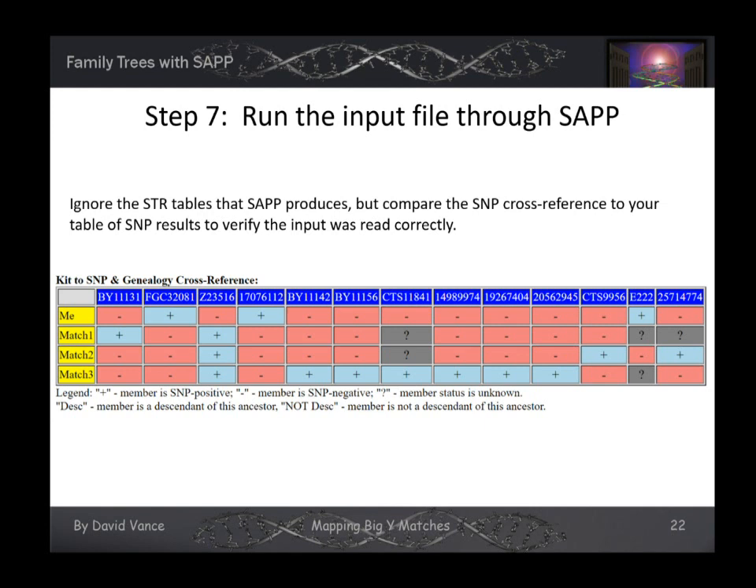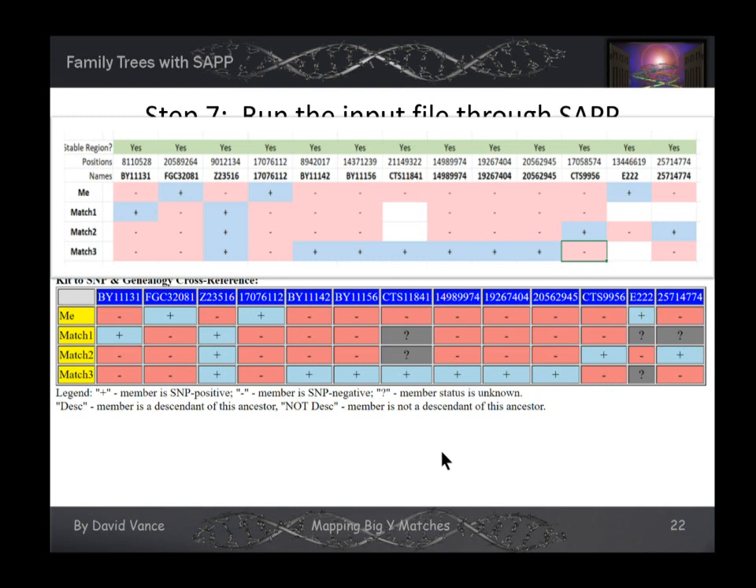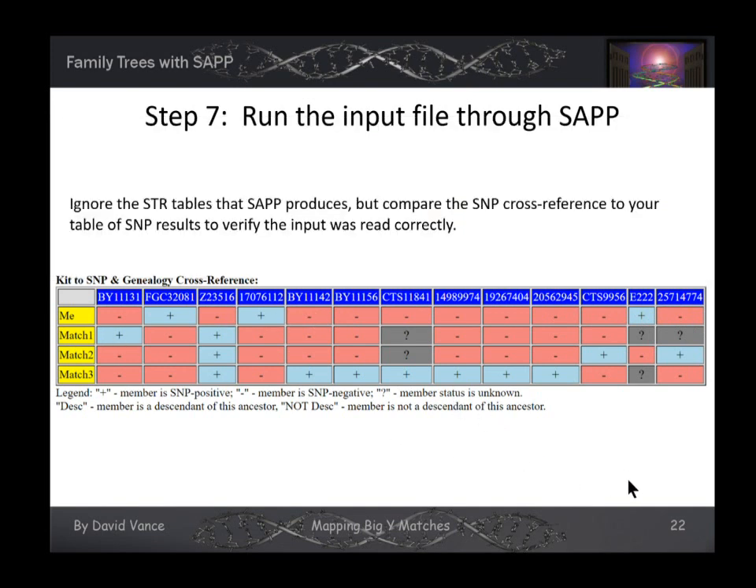But you do want to compare the table of SNPs that SAPP has produced to your input table to make sure that all looks good. So if I pop up the table that I created for a second, the other reason that I created it in this format and added these colors is that I can easily look down and make sure that everything looks the same between the input and the output tables, and just verify that the input was read correctly. So that all looks correct, it's fine. So I know that my input was done correctly and my output should look the same.